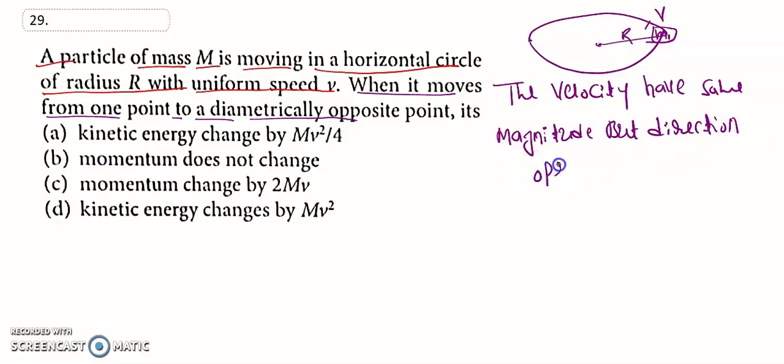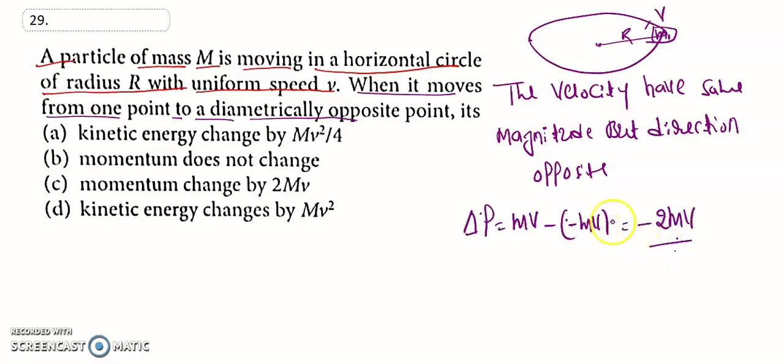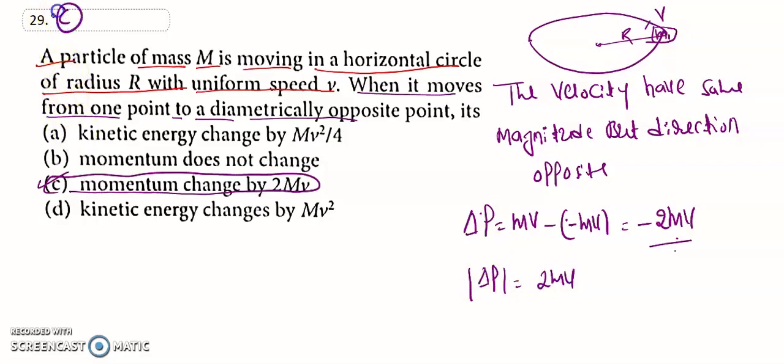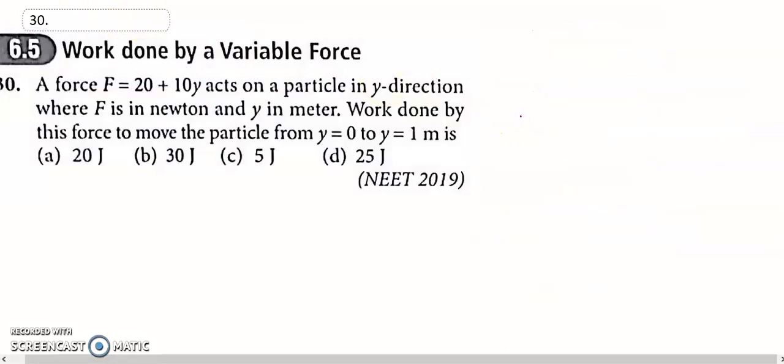So the direction is opposite, which means what is the change in momentum? Change in momentum is equal to final momentum minus initial momentum. Initial momentum is minus mv, so that is equal to 2mv in magnitude. So the change in momentum has magnitude 2mv. So option C is the right answer for 29. Let's move to question number 30.